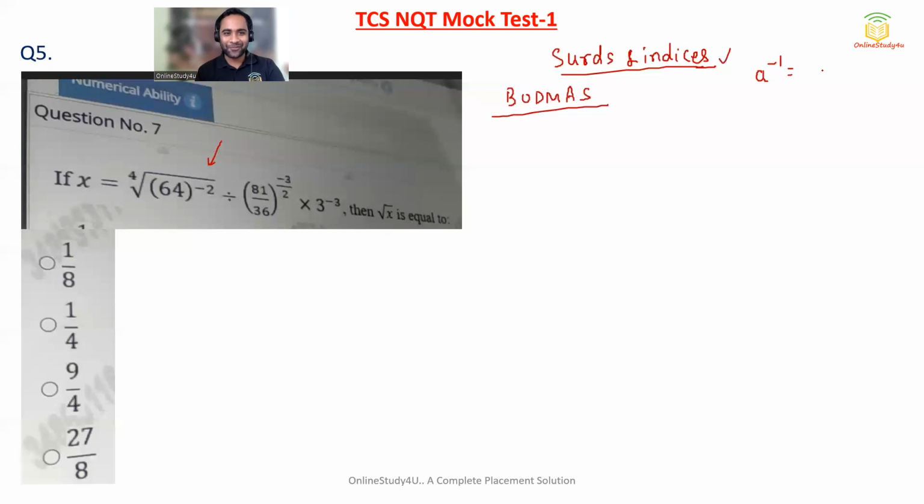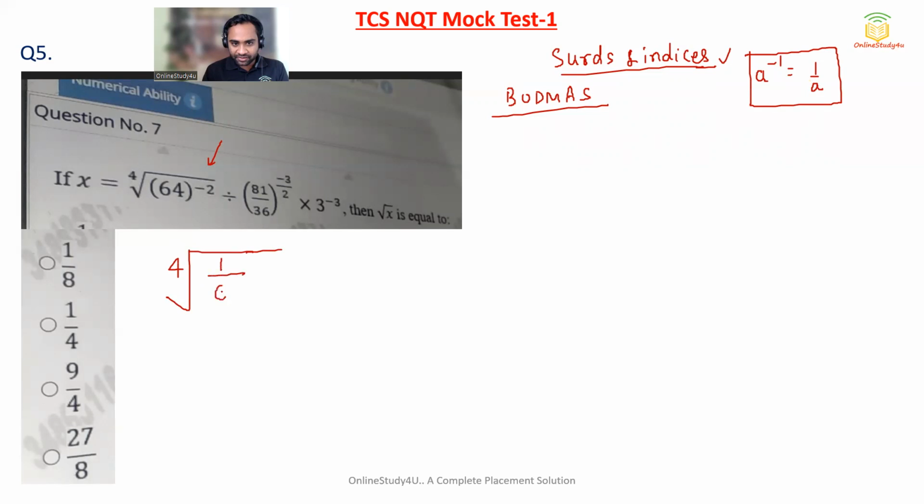See, these are the things, if you don't know, then please know. If a to the power minus 1, you can also write 1 by a. So here you have 4, and then can I write it like this, 64 square? Yes, if we have a to the power minus 2, then you can write 1 by a square. So let us solve one by one now.